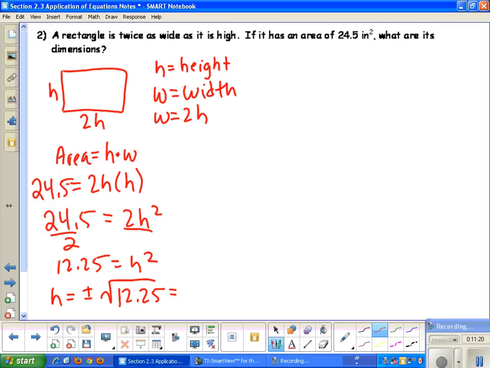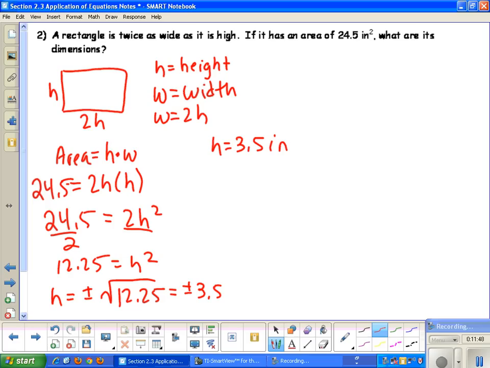So when you do that, you get h is equal to plus or minus 3.5. Now, you also have to think in this problem, we're talking about the length and the width of a rectangle. So you're not going to have a negative length or a negative width. So we can't use the negative answer. We can only use the positive answer. So really, h is equal to positive 3.5, and we're talking about inches.